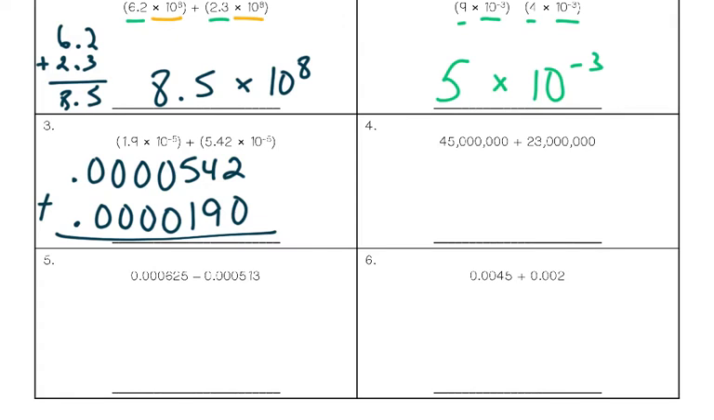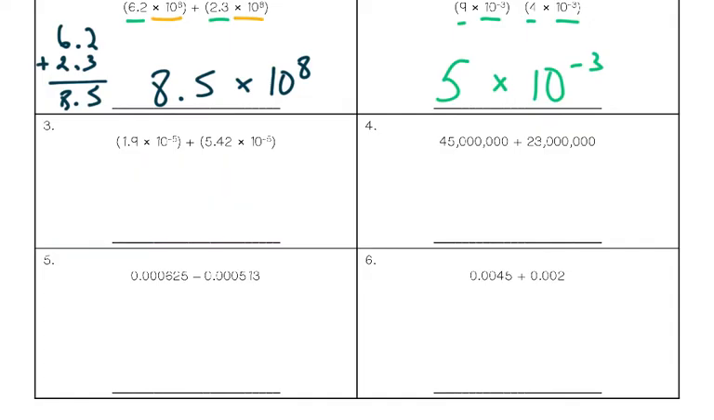You can try this by yourself and then press play when you're ready to check. So go ahead and pause now. Okay, so I got 0.0000732. We want to write it in scientific notation. So if you haven't already, go ahead and pause the video and then put that in scientific notation.